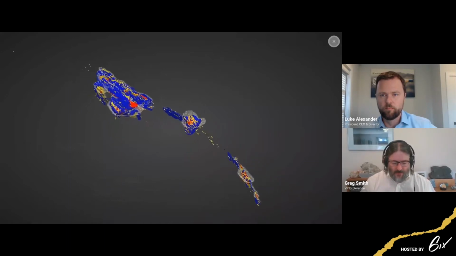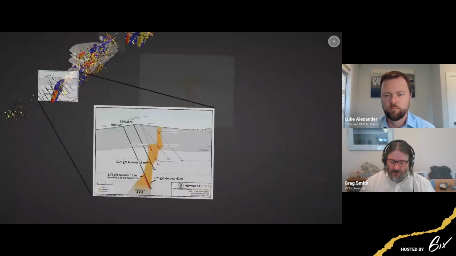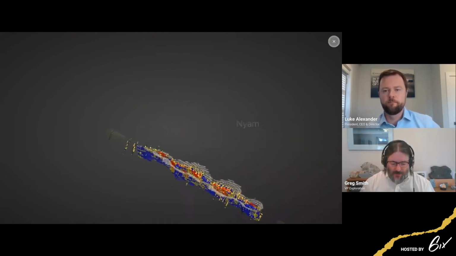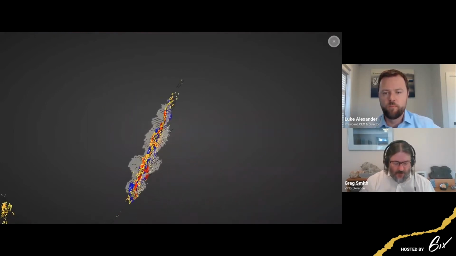So this is the zone. Again, when you sort of spin it around here and take a look at it, I'll note that all of these 3-dimensional models have 3 main components in them. The gray area you see here is the pit outline for the resource. So that's the whittle pit that constrains the resources. These are our pit constrained resources, and then the blue and red and yellow zones. So that is the resource itself at various different cutoffs. So that's one of the other zones there, the NIAM zone.